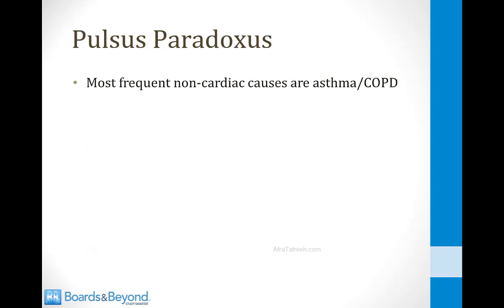Pulsus paradoxus is a drop in the systolic blood pressure that occurs with inspiration, and I talk about this in detail in the cardiology modules. It's usually caused by a pericardial effusion and tamponade, but you should know that there are a few very rare non-cardiac causes of pulsus paradoxus, and 2 of them are asthma and COPD. The mechanism of this is not well understood, but just remember that those are the non-cardiac causes of pulsus paradoxus.